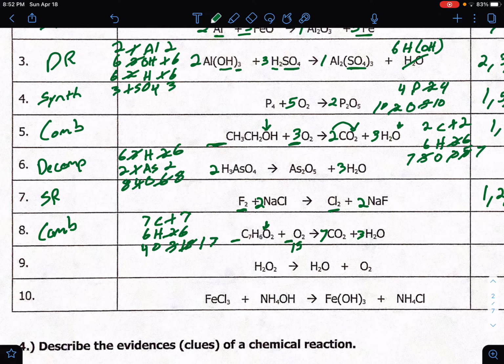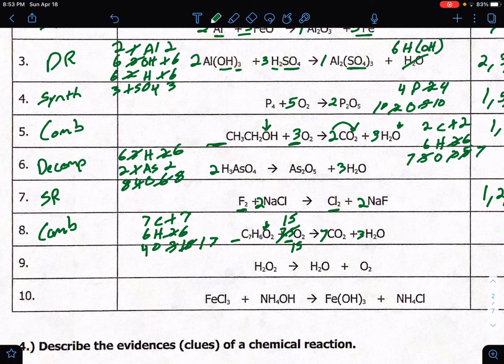So here's my trick, the way I do it. I'm going to take this 15 divided by 2. That gives me 7.5, so I'm going to put 7.5 right here. Here's the thing: you can't have 7.5 atoms. So I'm going to double this and make it 15. I don't want that 0.5, so I doubled it.